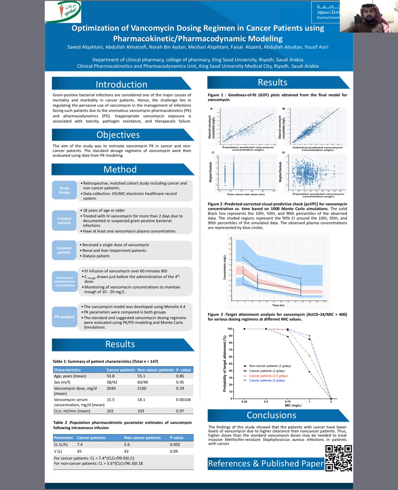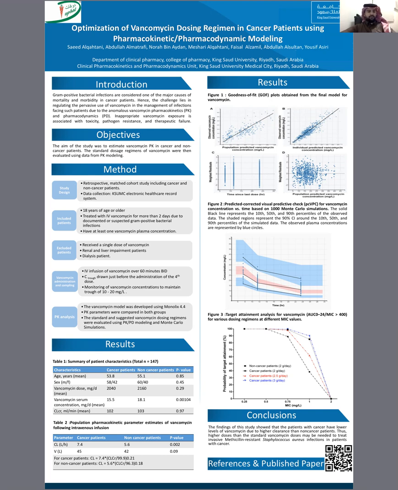also dialysis patients excluded. For vancomycin administration and sampling, IV infusion of vancomycin over 60 minutes BID, and trough level drawn just before the administration of the fourth dose, with monitoring of vancomycin concentration to maintain a trough of 10 to 20 mg per L. And the vancomycin model was developed using Monolix 4.4, and pharmacokinetic parameters were compared in both groups, and the standard and suggested vancomycin dose regimens were evaluated.